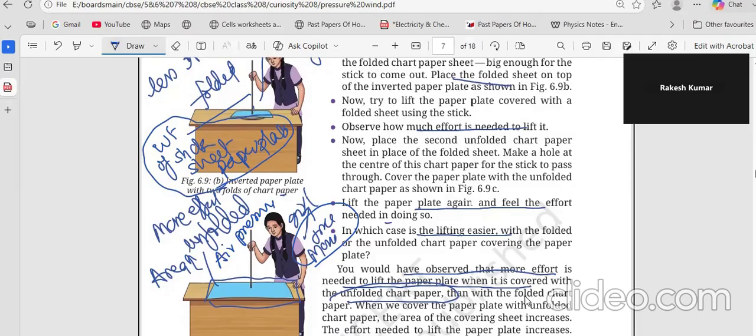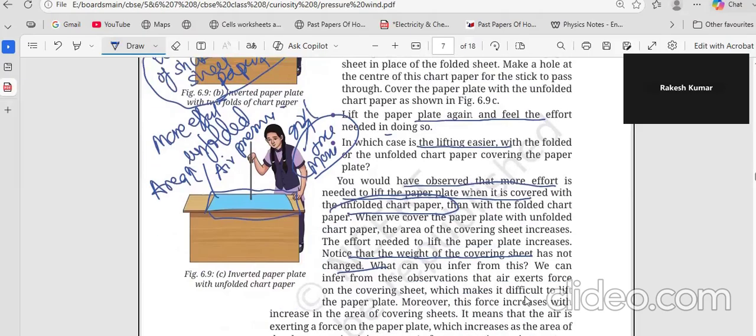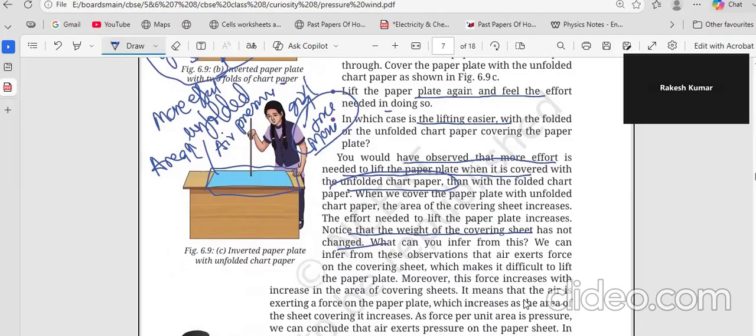Now notice that the weight has not changed. So the weight is the same. So we can infer from this observation that air exerts force, which makes it difficult to lift the paper. Moreover, this force increases with increase in area. This means that air is exerting a force which increases as the area increases. Force per unit area is pressure. So this is called atmospheric pressure, air around us. So basically, air exerts pressure on us.